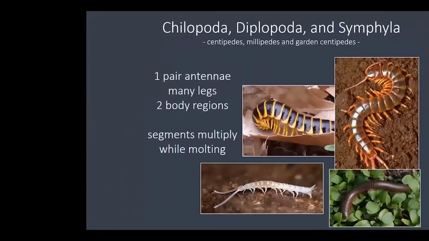Let's go through some more arthropods here. We've got centipedes, millipedes, and garden centipedes. Some of these I see a lot of times on our hikes. We're not calling them insects, not calling them spiders. They have their own designation or class, so to speak.